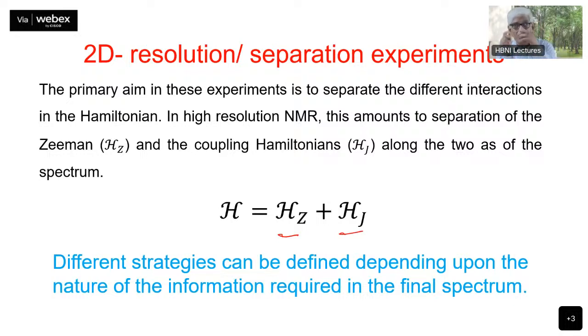But HD, the dipolar Hamiltonian, does become important in the case of NOE. In NOE, the dipolar interaction plays a crucial role, and we have already seen that when you describe the NOE, it is dipolar interaction mediated transfer of magnetization. So different strategies can be defined depending upon the nature of the information required in the final spectrum. Okay, let us see some examples.